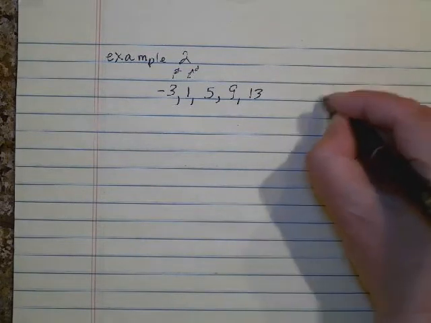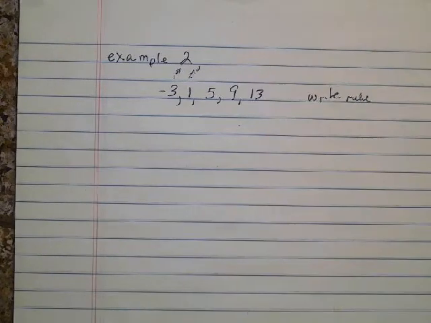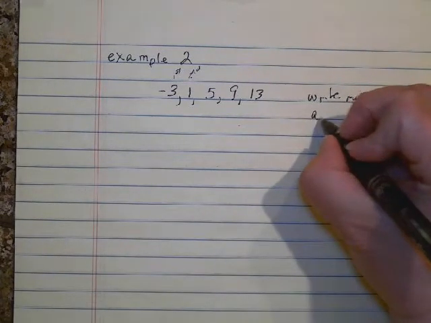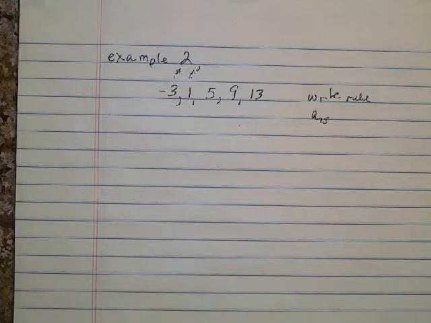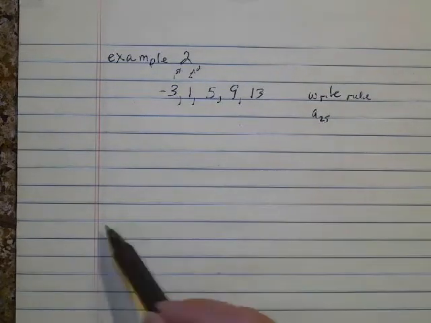So in this case, let's write the rule, and that's what you're going to be asked to do in Delta Math. And then let's find the 25th term for this one. So 2 ways you can do this. I'm going to show you the way that we just did, where we use the formula, and then I'm going to show you one that I think is a little bit easier.